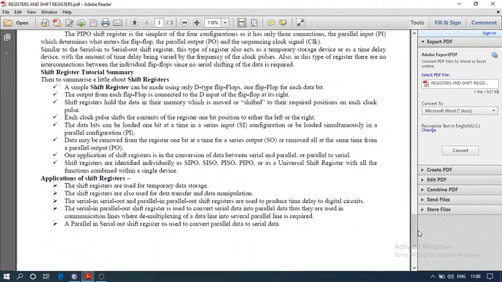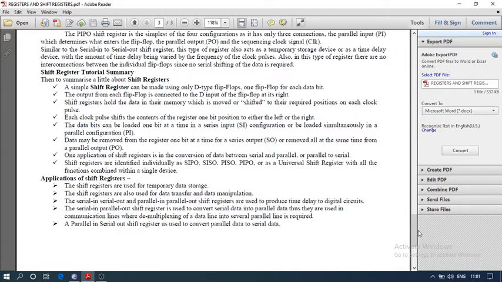So here are the applications of shift registers. Shift registers are used for temporary data storage. Shift registers are also used for data transfer and data manipulation. The serial in serial out and parallel in parallel out shift registers are used to produce time delay in digital circuits. Serial in, parallel out shift registers are used to convert serial data into parallel data.